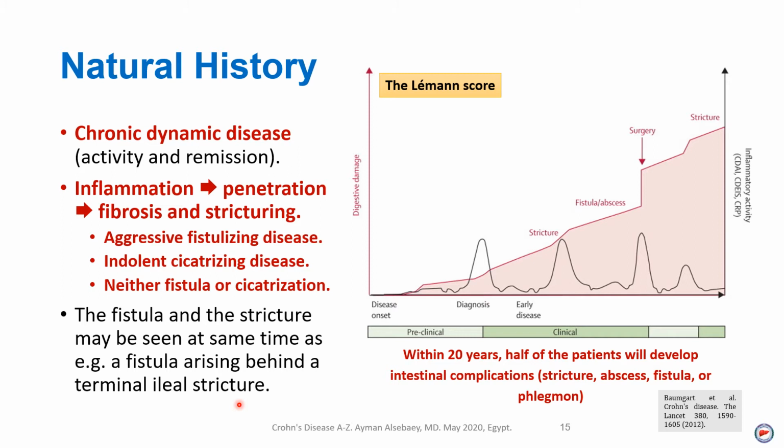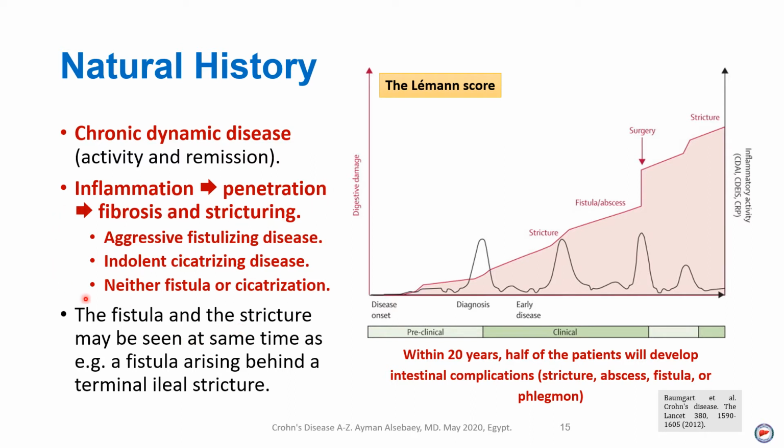But the presence of biological therapy now will change this pattern. Will it change this pattern? The problem is that in many patients with Crohn's disease, when we begin the biological therapy, we begin it late after the occurrence of the complication. So the effect of the biological therapy will not be as expected. Inflammation will proceed to penetration, fibrosing, and stricturing.